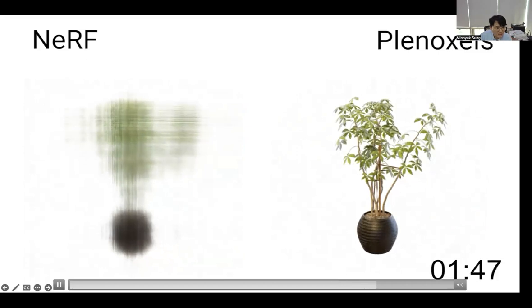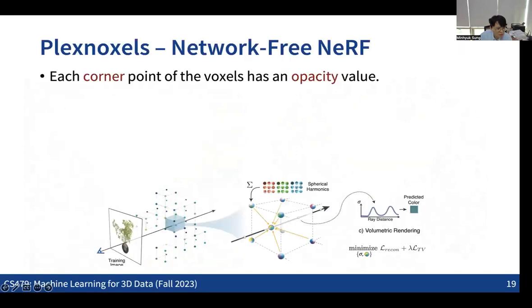For that, the idea is quite straightforward. We are going to go over some high level ideas for the cases where we use other representations for NeRF training. The idea of Plenoxels is basically nothing but a 3D grid, and for each of the corner points of the voxels, we encode the opacity values.